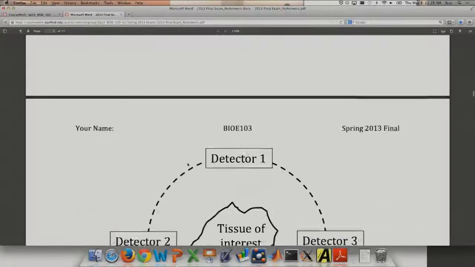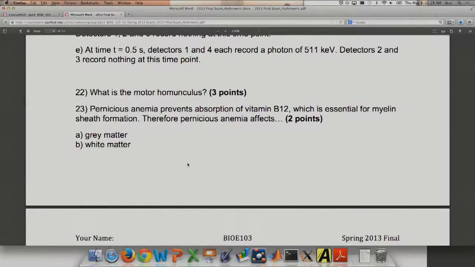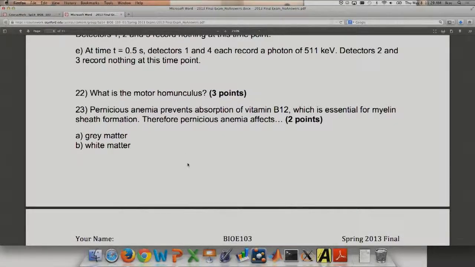And then let's do, what is the motor homunculus? I think we had covered this in parts of the brain. We did? Yeah, we did. It's kind of tricky because the content changed from last year to this year, so I have to make sure we covered it. Correct, yep, that's it. It's just the organization in the motor cortex, which corresponds to different areas of the body at different points. So the finger maps to a certain area, the leg maps to a certain area, and so forth.